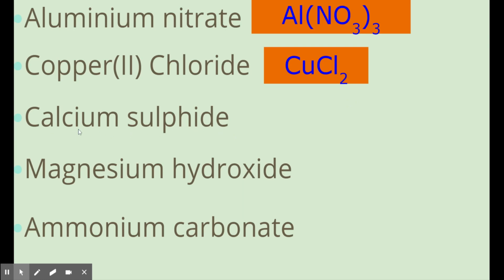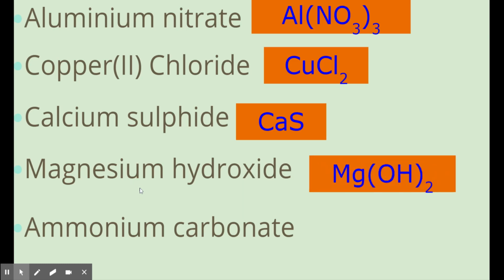Calcium sulfide. Calcium has a charge of 2 plus and sulfide has a charge of 2 minus. That's why the chemical formula simply has Ca first and then S. This one is CaS. Magnesium ion has a charge of 2 plus and hydroxide ion has a charge of minus 1. That means we need two hydroxide ions paired with one magnesium ion. So the chemical formula should be Mg(OH)2, in this way.